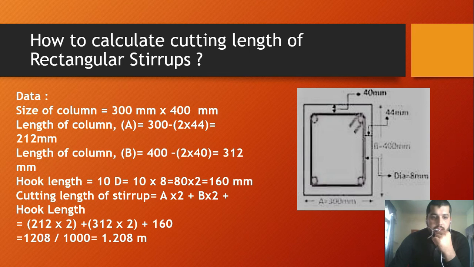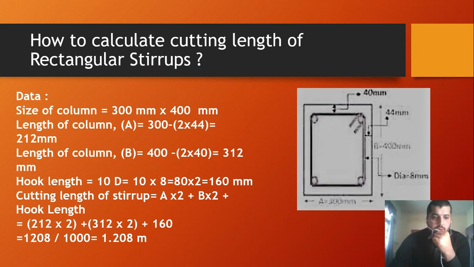So then the cutting length will be A multiplied by 2, because one is that one and the other is that one, and two sides here. So we have already found the one dimension, so we just need to multiply by 2. A multiplied by 2 plus B multiplied by 2 plus hook length. We already found the hook length for two hooks.